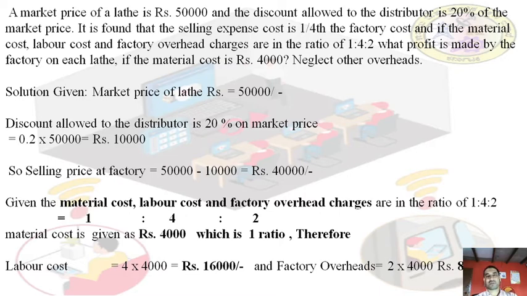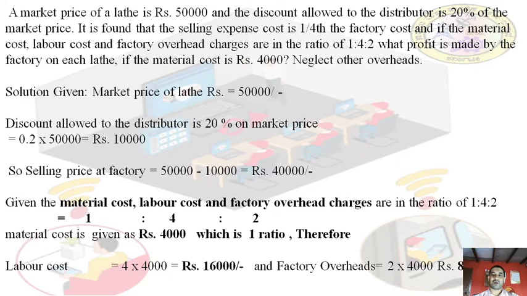So 1/4 is nothing but 25%. So selling expenses is 25% of the factory cost, and the material cost, labor cost and factory overhead charges are in the ratio of 1:4:2. So here the ratio is mentioned. That means if the material cost is 1 ratio, then the labor cost is 4 ratio and the factory overhead is 2 ratio. Suppose the material cost is rupees 1, then the labor cost is rupees 4 and the factory overhead is rupees 2. It is given in terms of ratio.